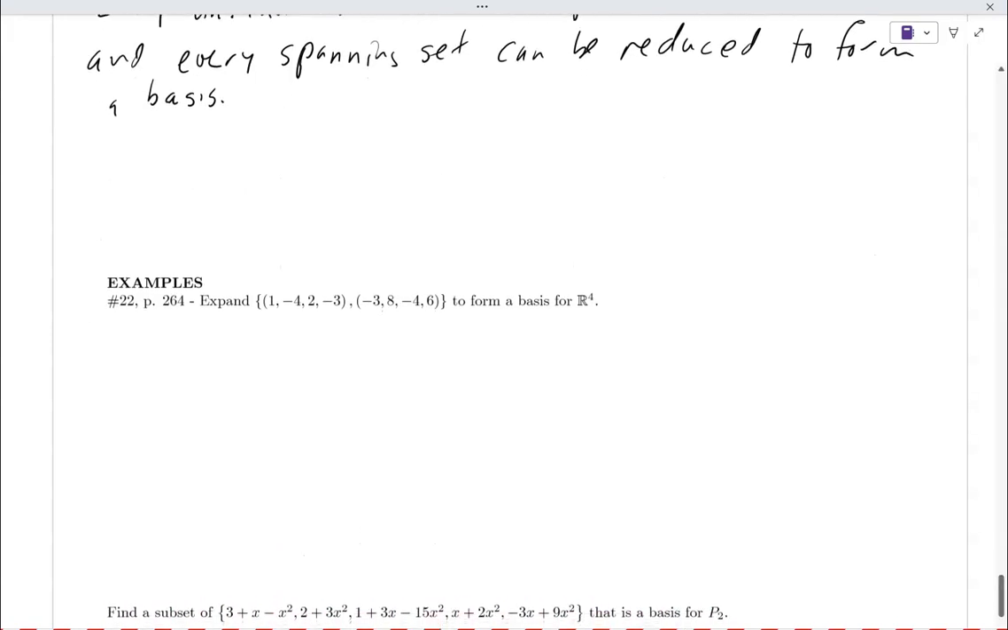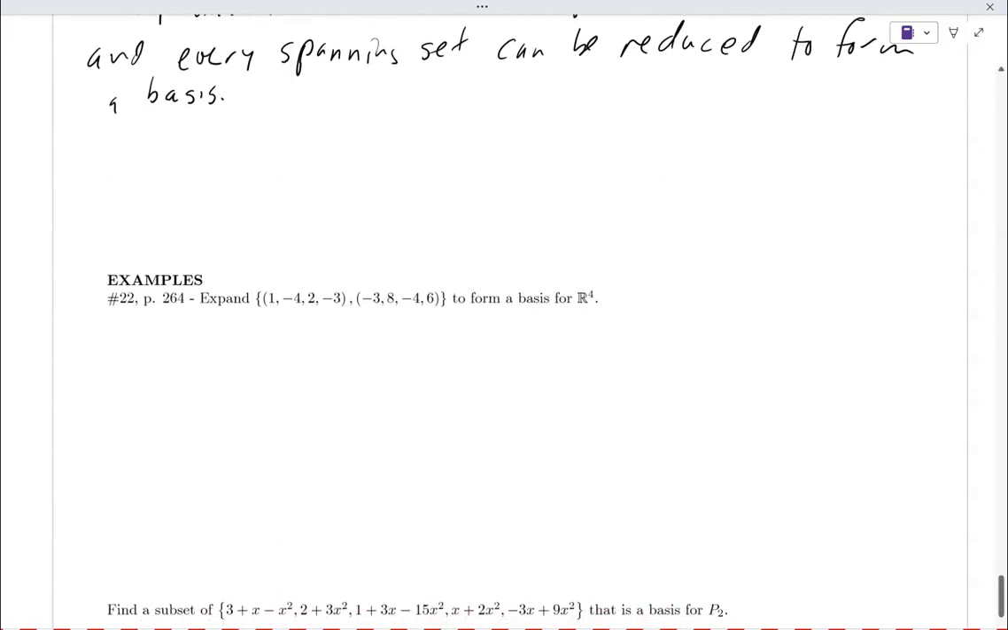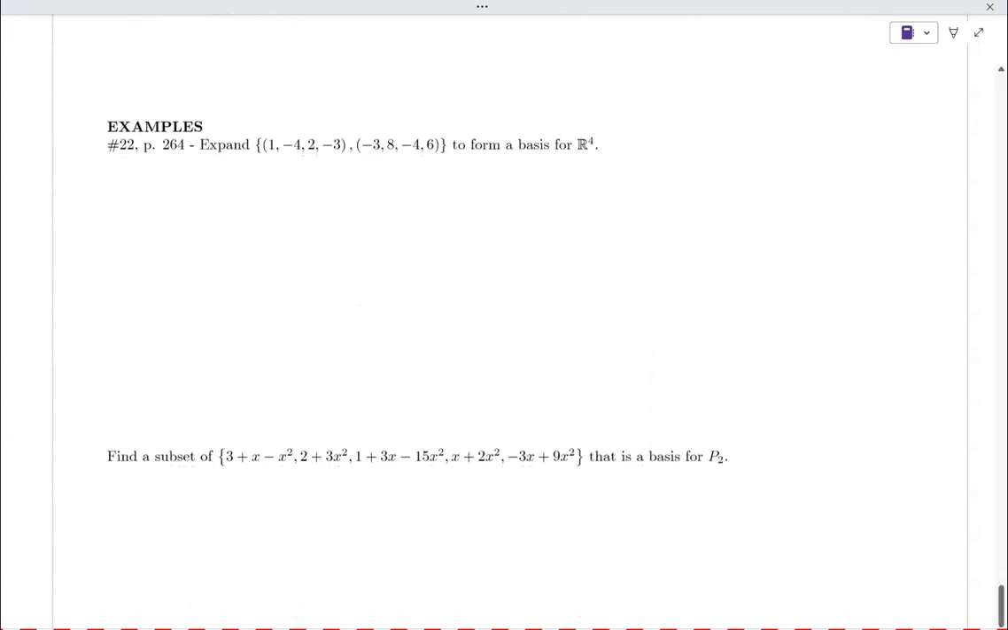So let's do this by example. This first example, and again, the problem numbers don't make any sense because this doesn't match up with the textbook we're using, asks us to expand to form a basis for R4. All right, so here's how we're going to do it. We already know how to check if something is linearly independent or if it spans, right? What do we do to check if a set of vectors is linearly independent or spans? Make a matrix, right?